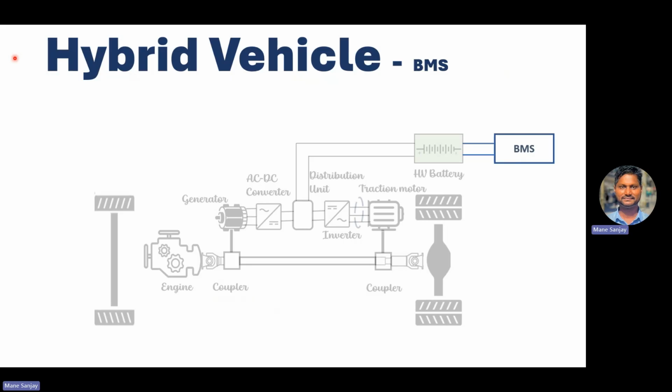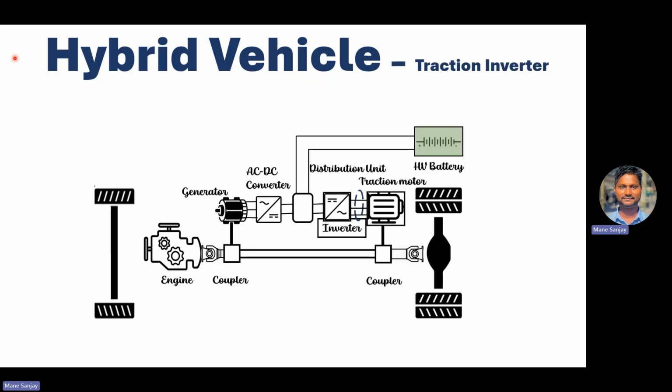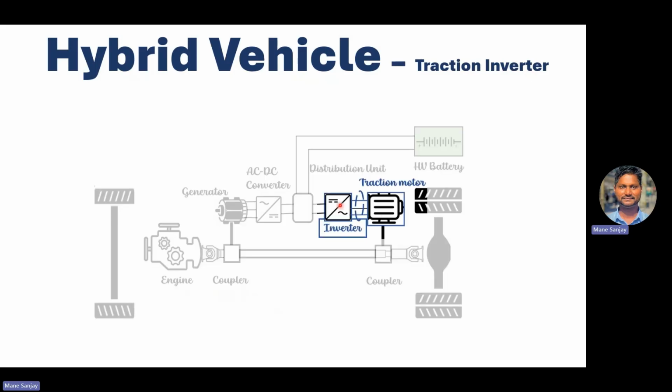The next component of a hybrid vehicle is a traction inverter. When I say traction inverter, as the name indicates, it is the inverter used to propel the vehicle by providing the traction power. That inverter is called a traction inverter. So the traction inverter feeds or controls the traction motor.